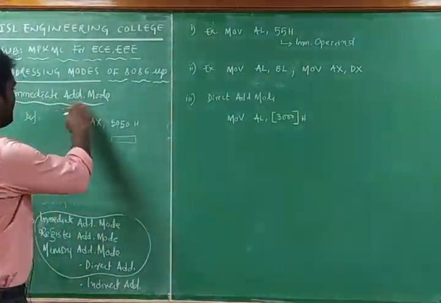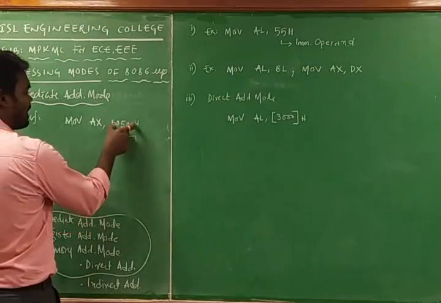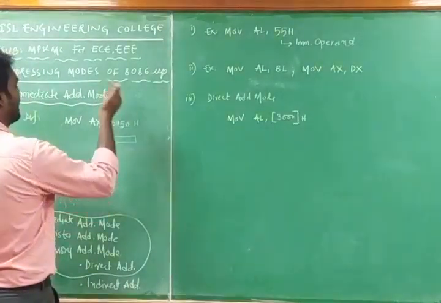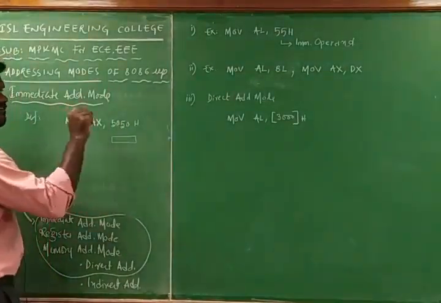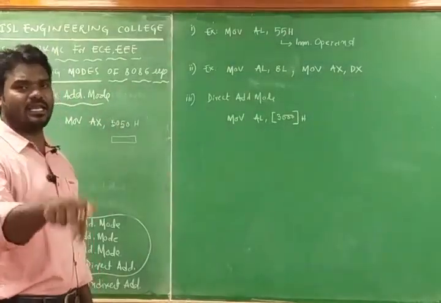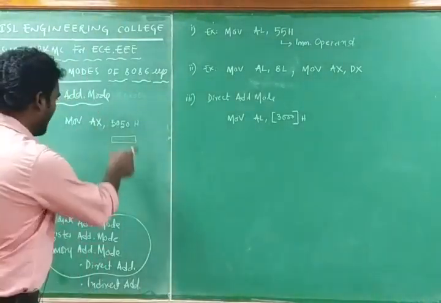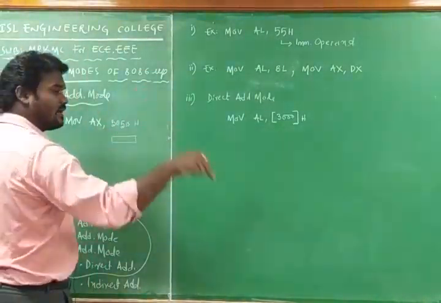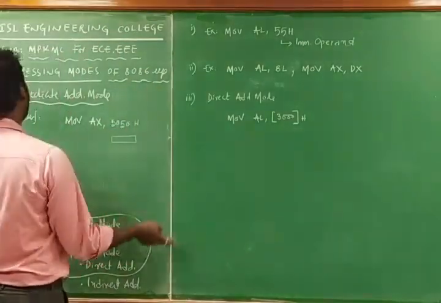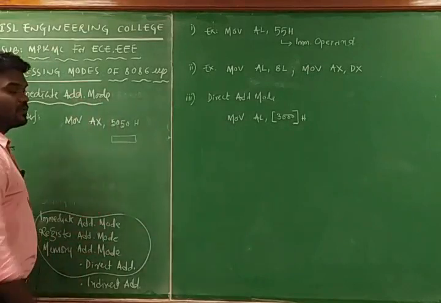In the immediate addressing mode, the operand is directly specified in the instruction itself only. The operand is nothing but the direct data given in the instruction only. No need to go somewhere else. Here the direct data has been given in the instruction itself, so that immediately that data, that operand, will be moved into the AX.